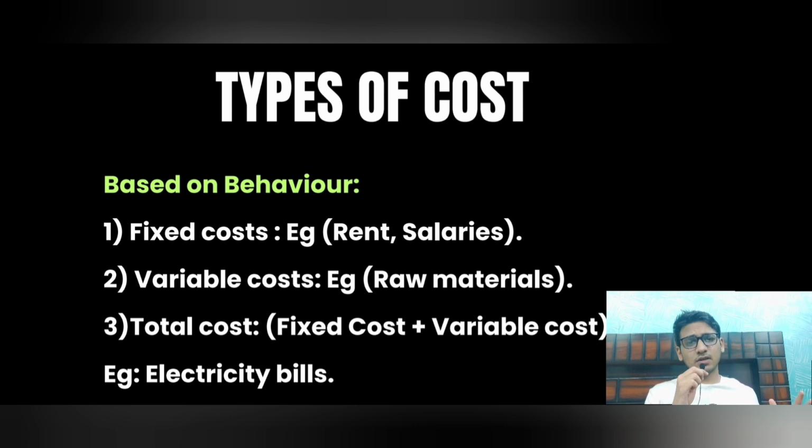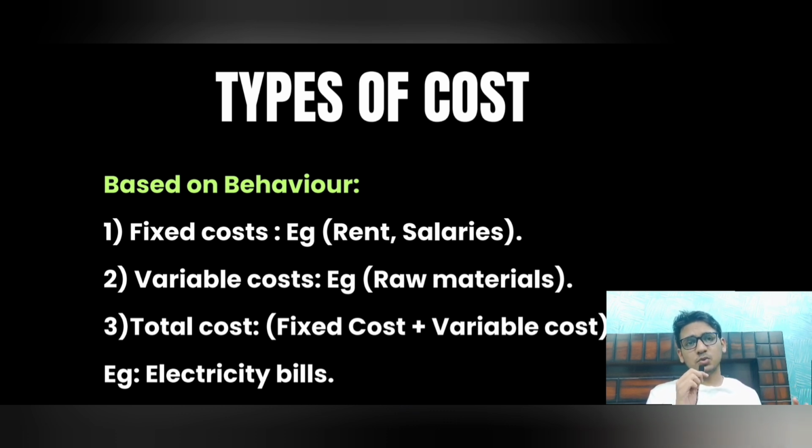In this video we will be discussing the different types of costs that a business incurs, and firstly are the costs based on behavior. Number one is fixed cost. Fixed cost refers to those types of costs that a business incurs every period. For example, the rent that a company has to pay or the salaries that the company needs to pay. These are termed fixed costs because a company pays rent every month, and the same goes for salaries as well.